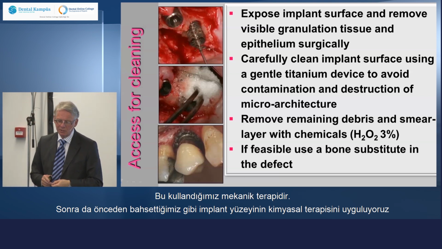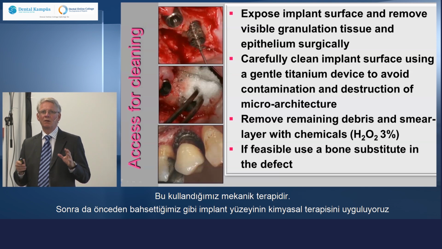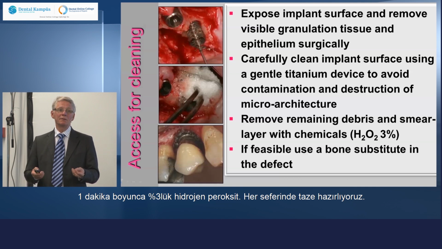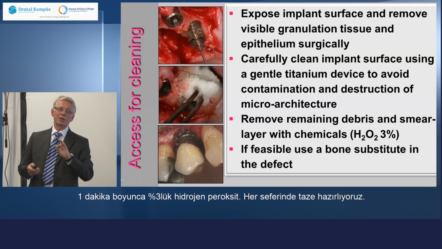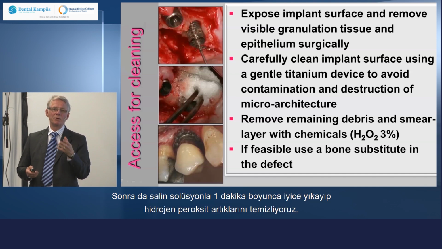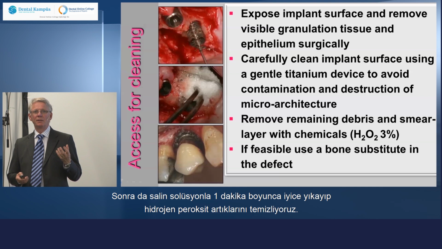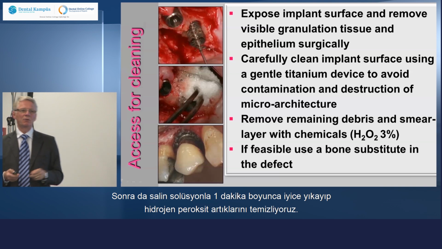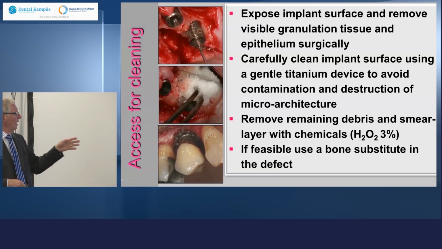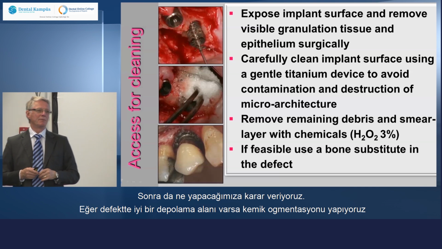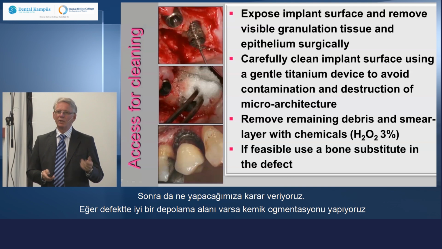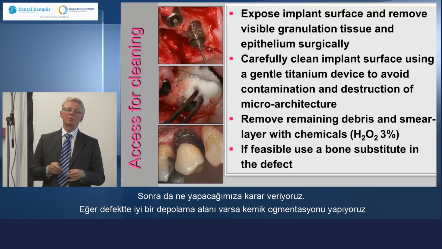Then we use, as we discussed before, chemical therapy of the implant surface. 3% hydrogen peroxide for 1 minute. We interchange the whole time, so we get new fresh one. And then we rinse thoroughly with saline for about 1 minute to take out all excess of hydrogen peroxide. And then we decide if there is a defect, a good container, and if so, we use some type of bone augmentation material.